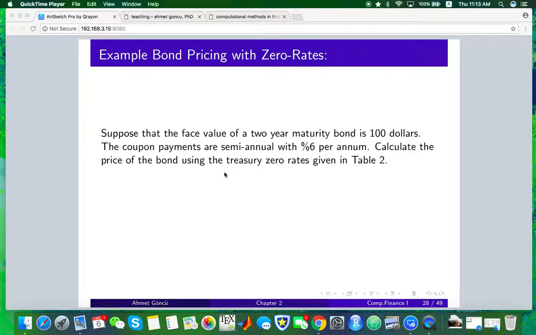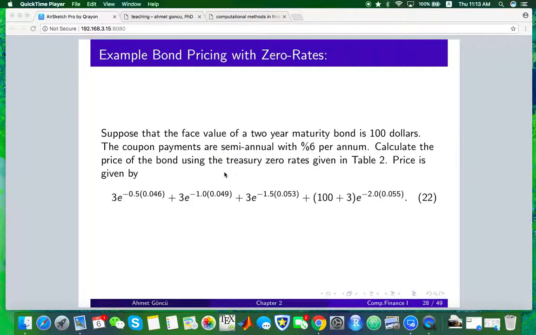So suppose the face value of this 2-year maturity bond is $100, and suppose also the coupon payments are semi-annual with 6% per annum. And suppose you want to calculate the price of the bond using the treasury rates given in the previous table. Okay, so how can we do this?